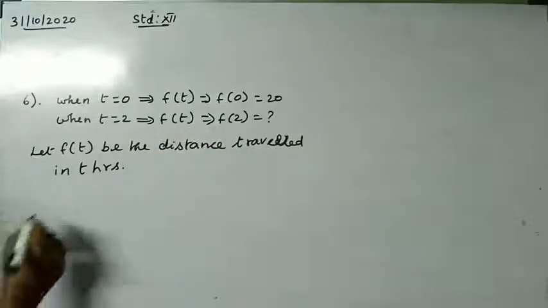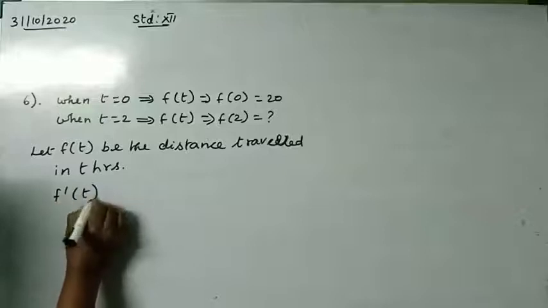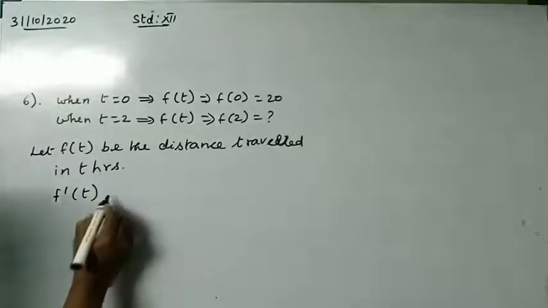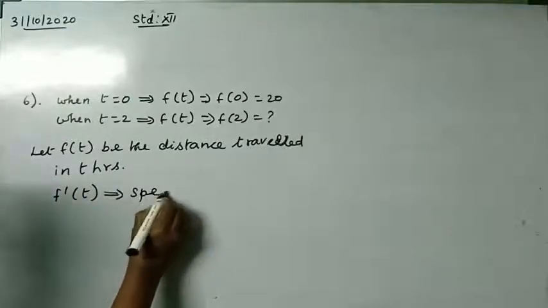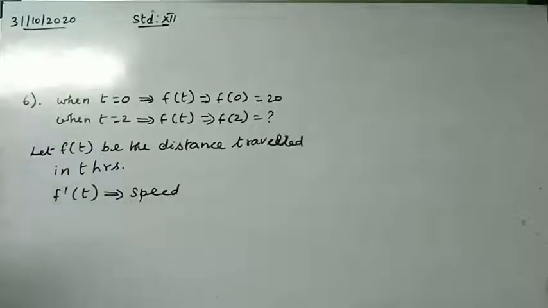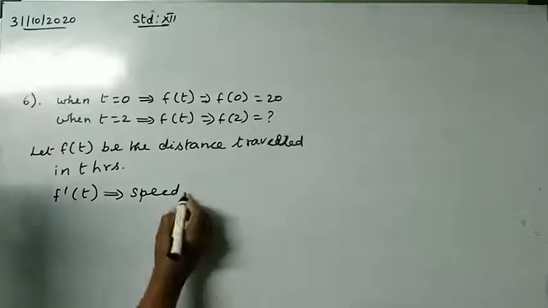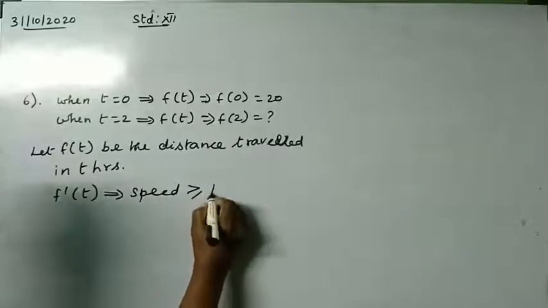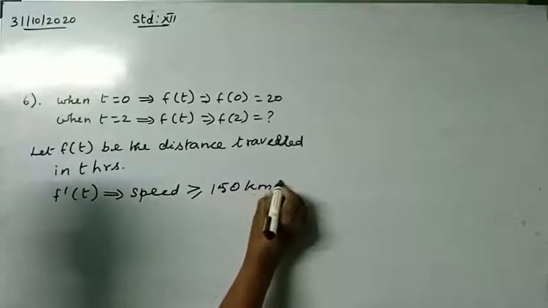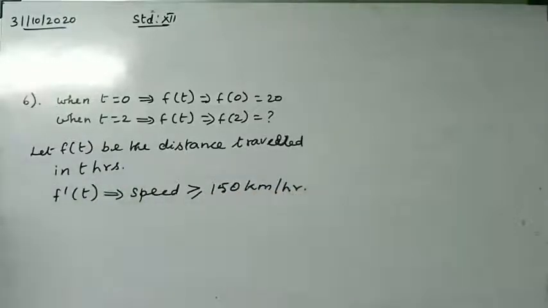And I can take f dash of t to be the speed. Here it is given that the speed does not exceed 150 km per hour. So f dash of t must not exceed 150 km per hour. That is the condition they have given.